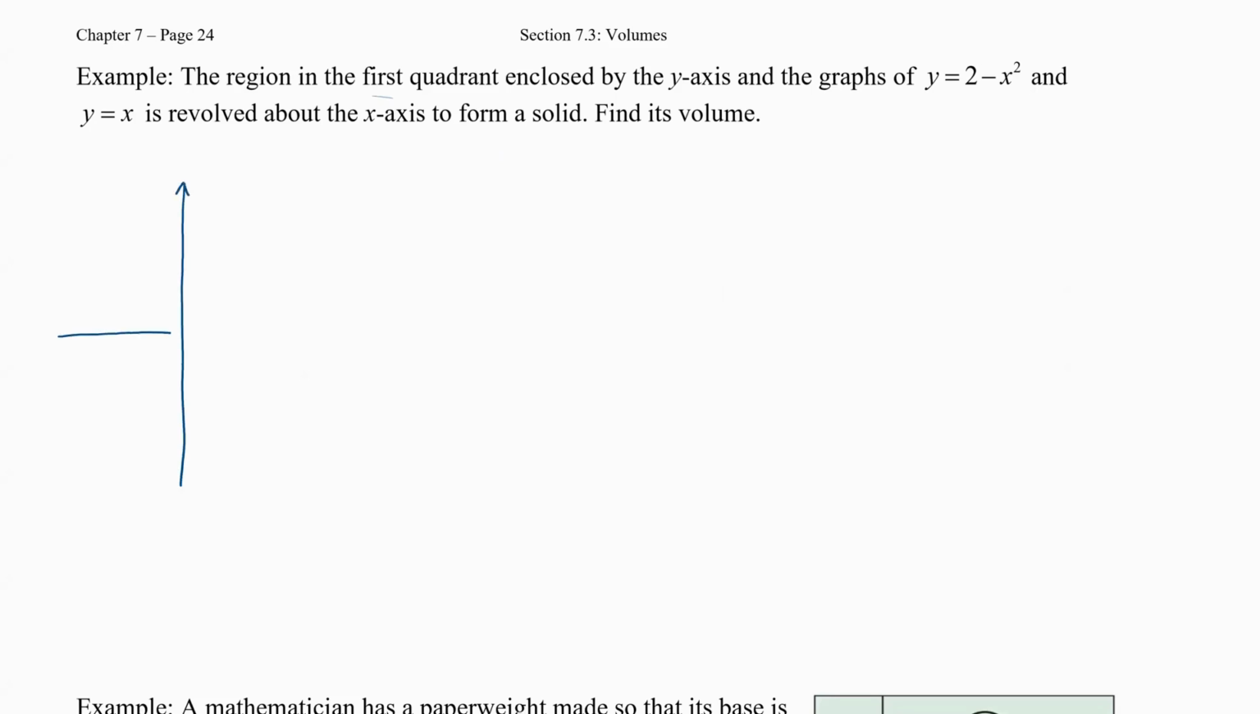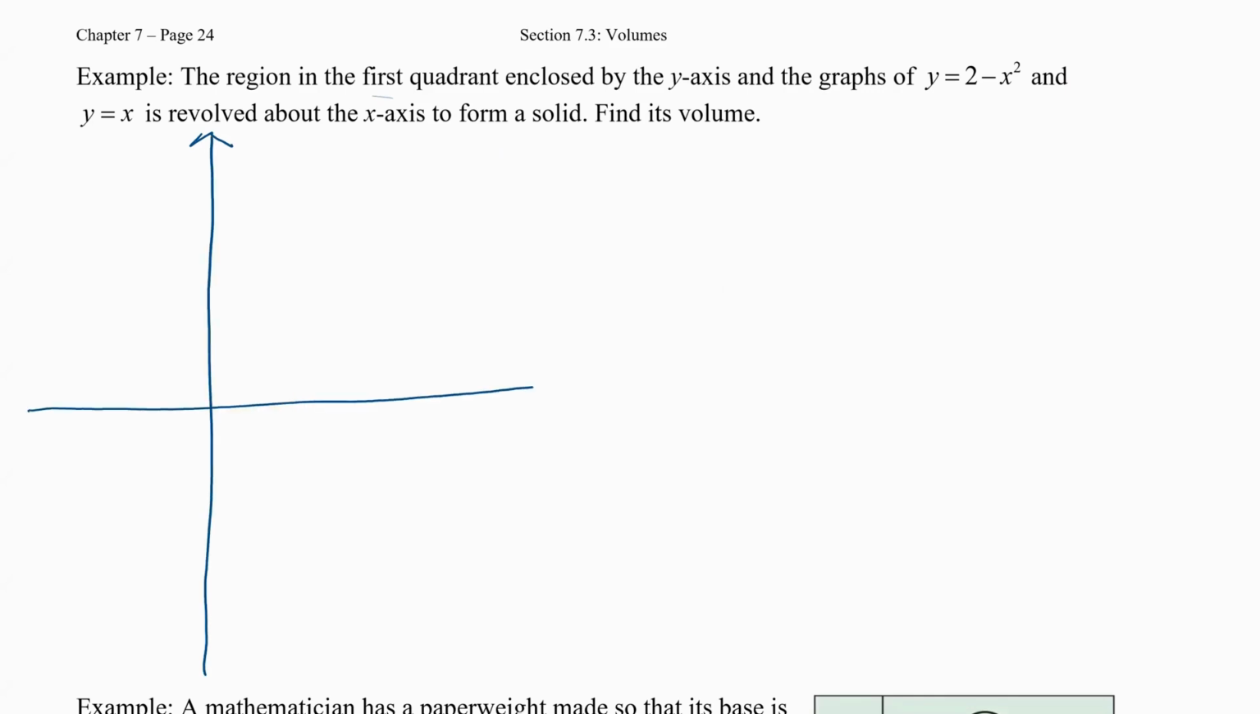In fact, I'm going to draw this even bigger. I'm going to use up this whole space so that we can make sure that we see all of it. We've got the y-axis. We've got 2 minus x squared, which means I'm going up here at 2, and I'm going to go down, right? And x equals y, which is coming in through here.